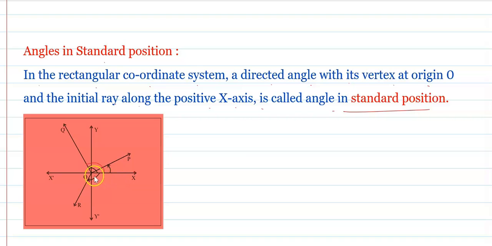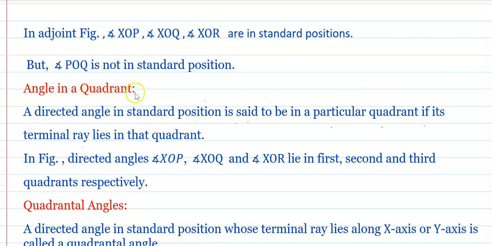Angle XOR is also in a standard position, but the angle POQ is not in a standard position. Angle POQ is not in standard position because its initial ray is not along the x-axis, and hence it is not in standard position. Angle in a quadrant.